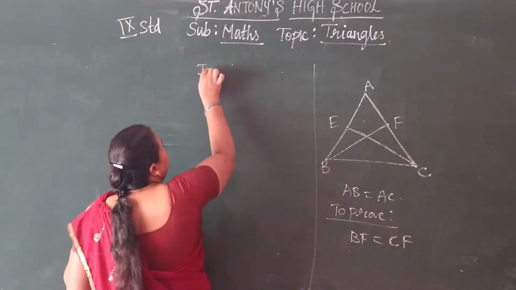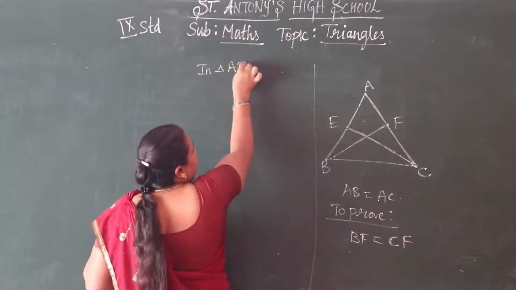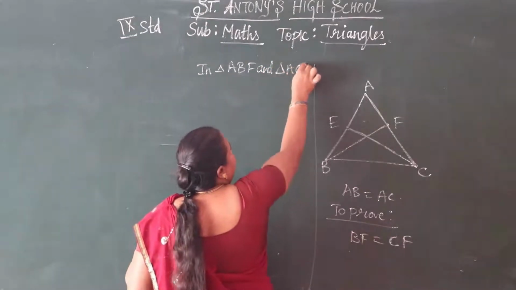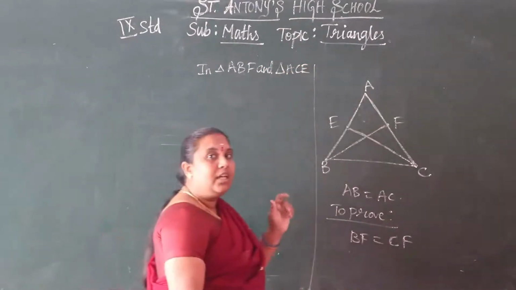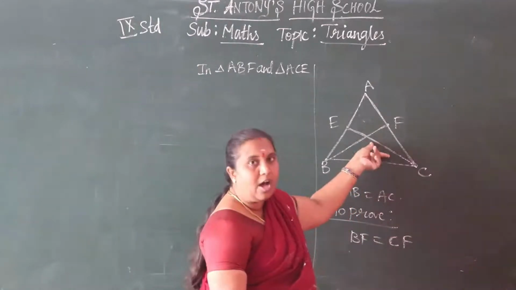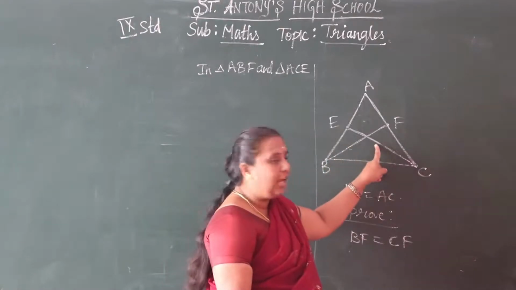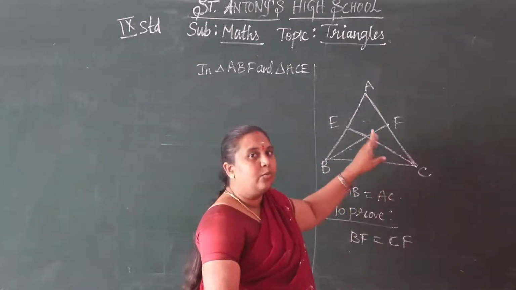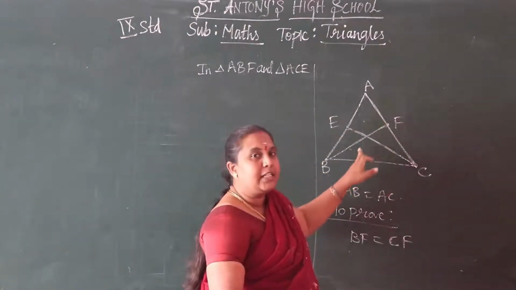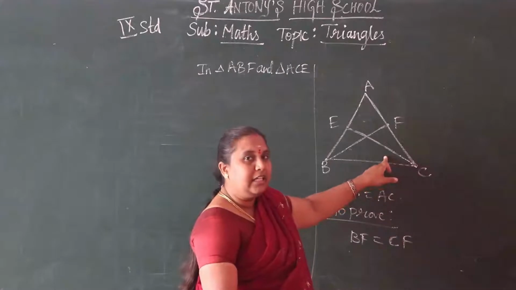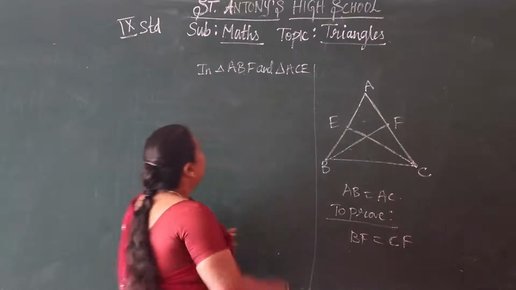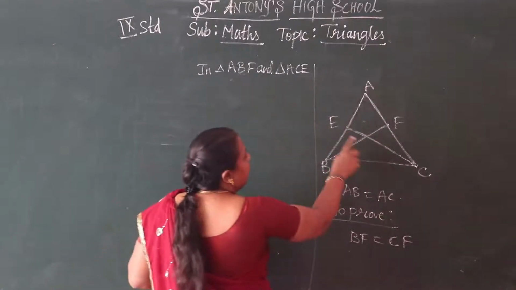In triangle ABF and triangle ACE, we want to prove the sides BF and CE are equal. For that, we want to show that these two triangles are congruent, which means corresponding parts of these two triangles are equal. So for that reason we take these two triangles, ABF and ACE.